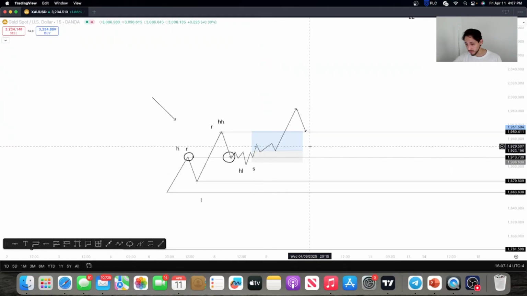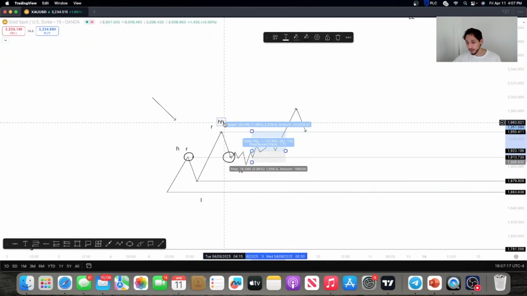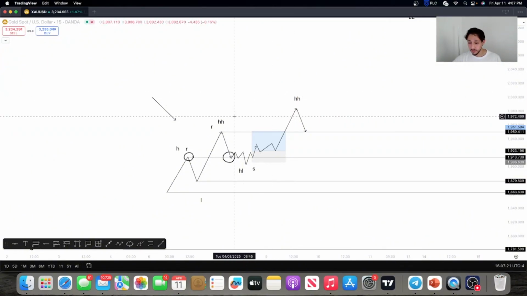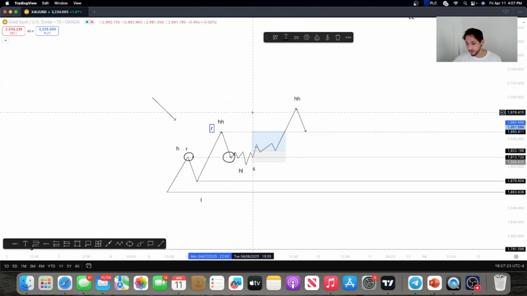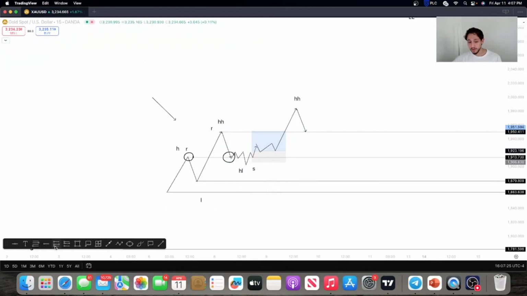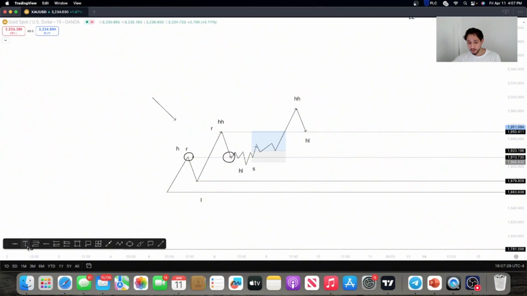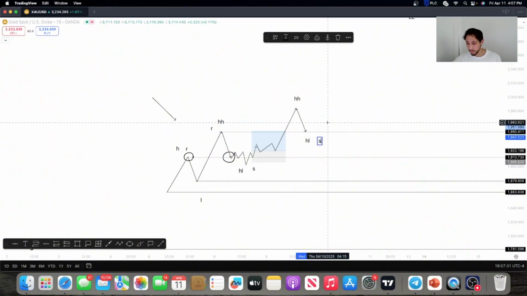And then history is going to repeat itself. We break above. What do we have here? We have a higher high. This high is higher than the previous one. We have an area of resistance. We get a pullback. What do we form now here? A higher low. A higher low is going to be an area of support. This is exactly where we want to buy the market.